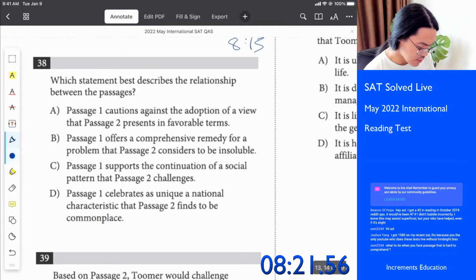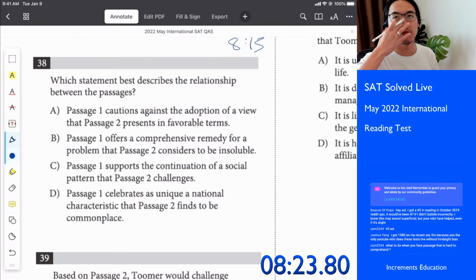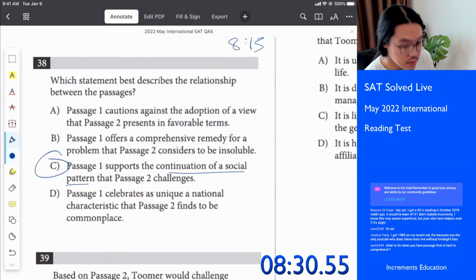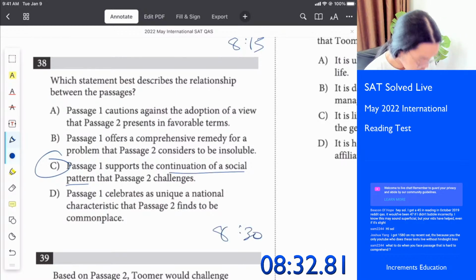Relationship between the passages. Passage 2 sort of criticizes passage 1. Okay, so passage 1 supports a continuation of pattern. Yeah, that's correct. So that's 8:30. That took 15 seconds. Moving on.